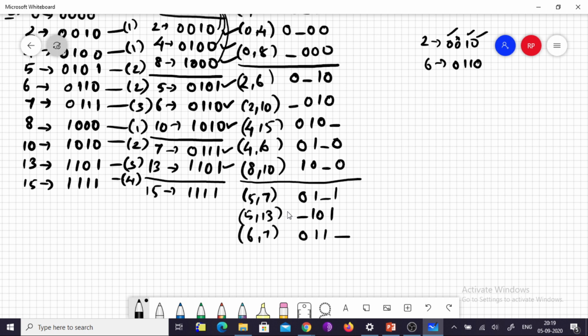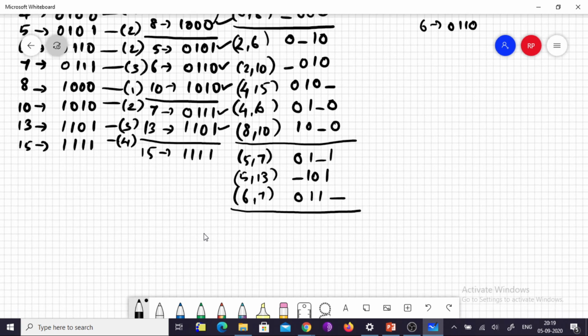So moving further, take 10 and 7. The first two bits are changed, so it's not a proper group. 10 and 13, again the second and the third bit are changed, so 10 and 13 cannot form a proper group. So we are done with the next set also. We will close this. Now comparing the third set with the last set. So 7 and 13 has to compare with 15.